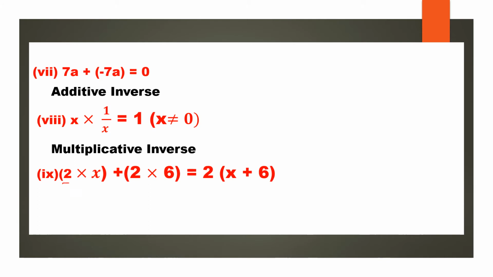2 into x plus 2 into 6. If you observe carefully, 2 is common in these two terms. He is distributing this 2 to x as well as to 6. 2 is distributed to both x and 6. Whenever distribution is done, it is the distributive law, and in between there is a plus symbol, so it is distributive law under addition.